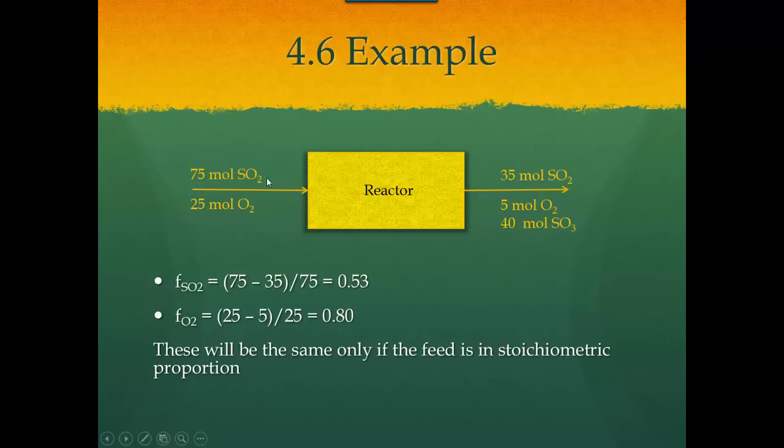For SO2, I came in with 75 and left with 35. Divide by how much was fed, and I end up with 0.53 as the fractional conversion. A little bit more than half of it reacted. For my O2, 25 came in, 5 left. Divide by how much was fed, and 80% was converted. So we can see that the one that was in excess, the fractional conversion is lower. The one that was limiting, the fractional conversion will be higher. That's the way the numbers should work out.